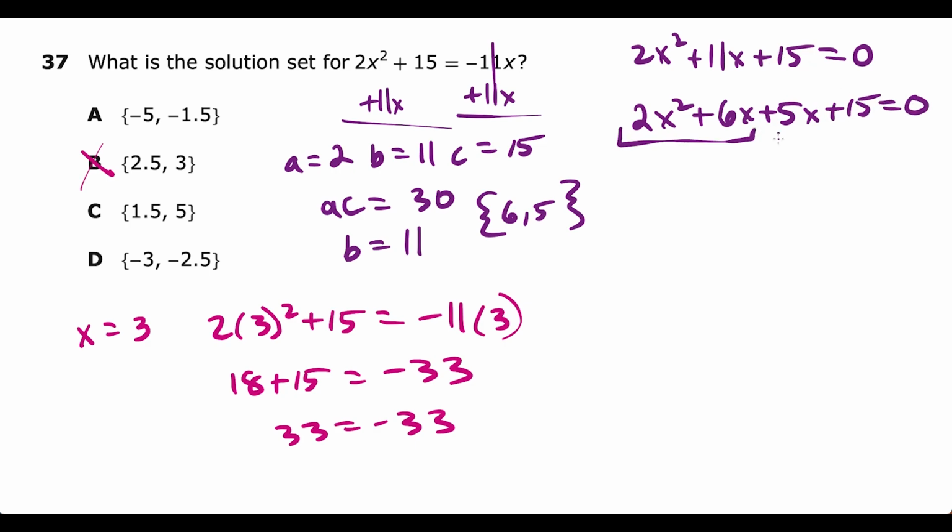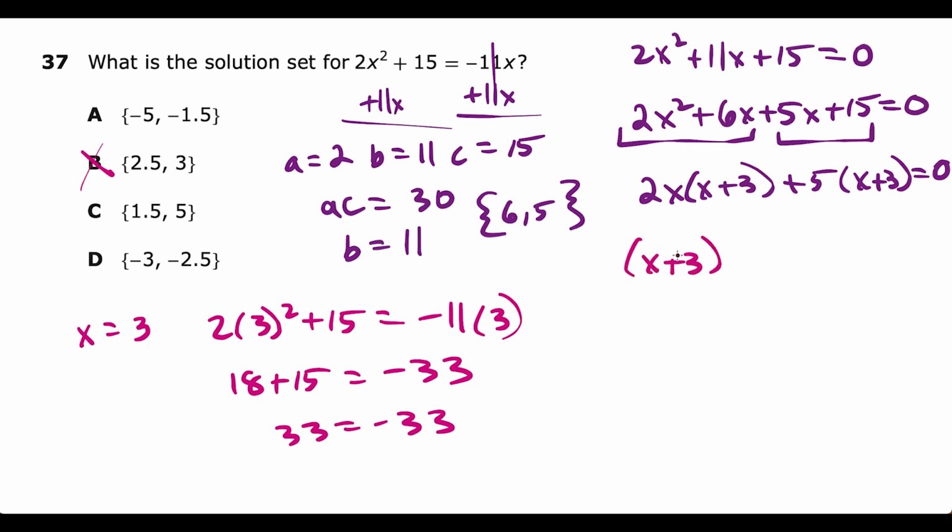So now factor by grouping. We have 2x. We take out a 2x, we're left with x plus 3. Plus, take out a common 5, you're left with x plus 3. And just note, with factoring by grouping, you know you're on the right track if the terms left match. If they don't match, that means you messed up somewhere before. So now, take out that x plus 3, and you've got 2x plus 5 equals 0.